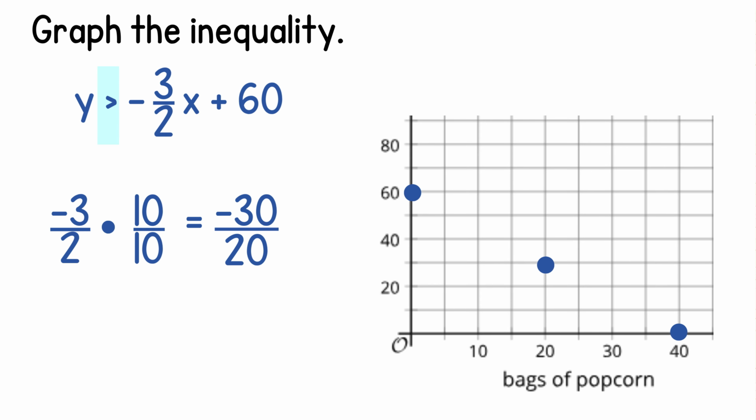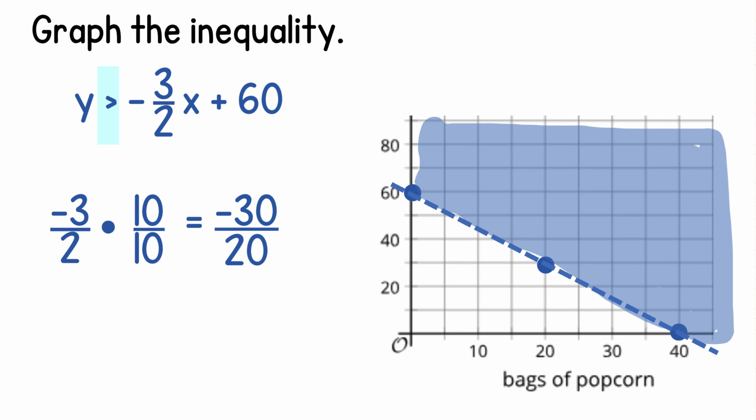Our inequality used is greater than, so our line will not contain solutions. So we'll make sure that our line is dotted. And the symbol greater means that we should shade above the line. So now we can see where our solution range is. So any values in this shaded region will produce a profit.